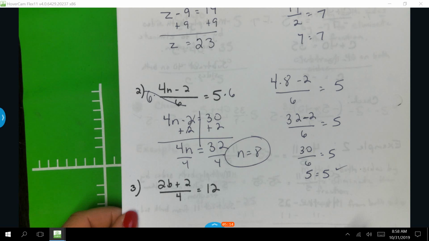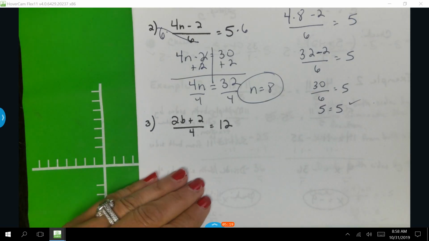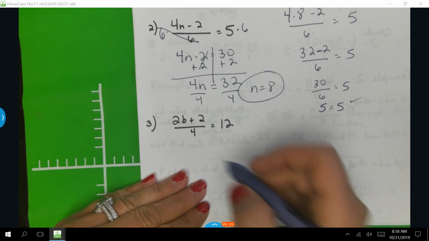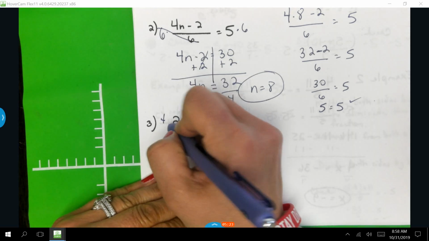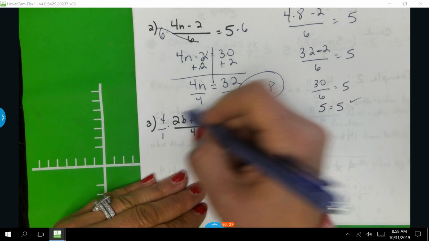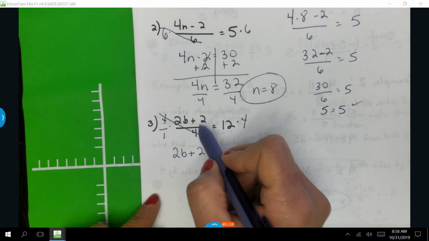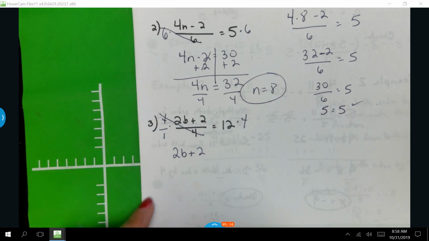Any questions so far? Okay. Now what do we do? How do we start this one? Times 4. Because again, this is really what you're doing. You're multiplying by 4 over 1, which makes it cancel. You're not multiplying the whole numerator by 4. It makes the fraction go away.